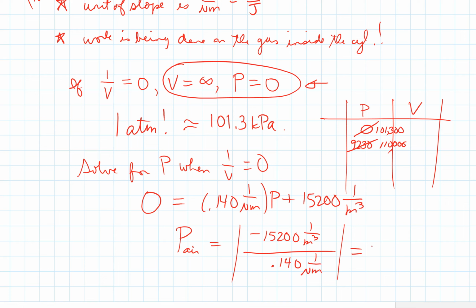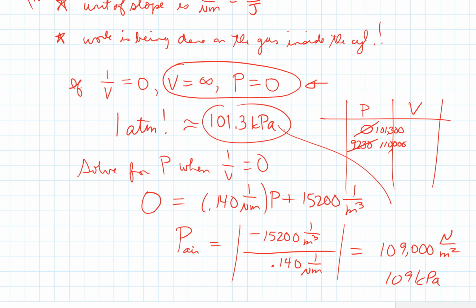Okay, now if you do the math on this, you're going to get that this is about 109,000 newtons per meter squared, which is like 109 kPa. Maybe it's 110 or 111, but it's close to that. And so the point is that we are close to 101.3. Okay? And this is also why we couldn't do 1 over P, because all of the P values were 100,000 less than what they were supposed to be.